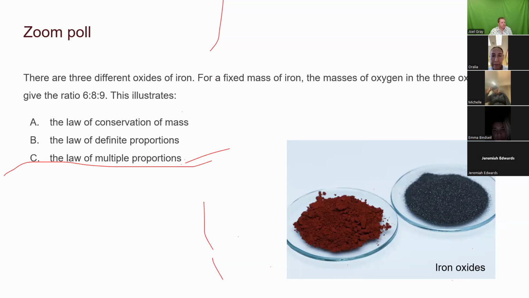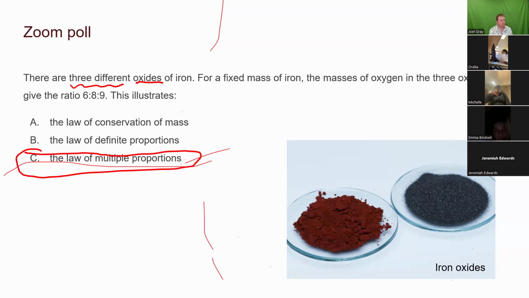Share the results. Okay, so Jonathan just added to the chat 3 different. And that's really what I was looking for as the clues, as the key words in this question. There are 3 different oxides of iron. So an oxide is a type of compound, but more than anything else, there's 3 different versions of that. That gives us our correct answer of C, the law of multiple proportions. So that would be like 3 different proportions are indicated here.